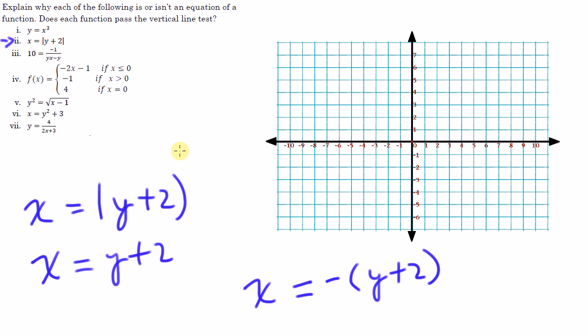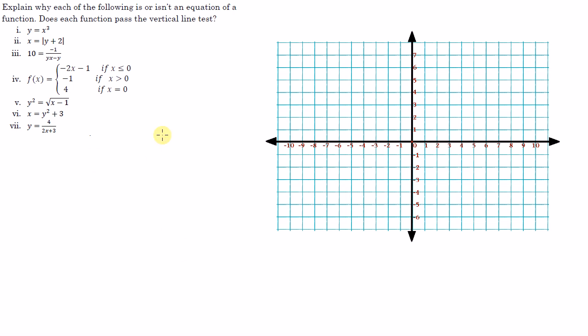Or maybe let me think about that for a second. Yeah, it wouldn't pass the vertical line test because I believe it's going to look something like that with a shift. So when you plug in 2, remember, you're going to get two values for y. Anyway, don't hold me to that.